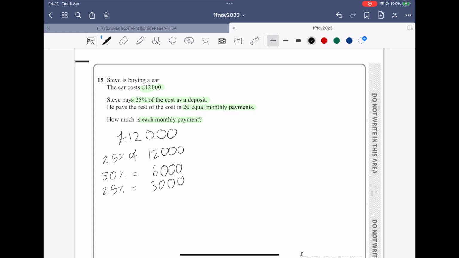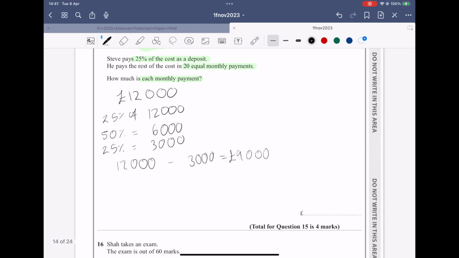So 25% is £3,000, right? He's paid that, so we need to remove that. So 12,000 minus 3,000, which is 9,000. So he still has that to pay. And he's going to do that over a period of 20 months. So how much is each month?